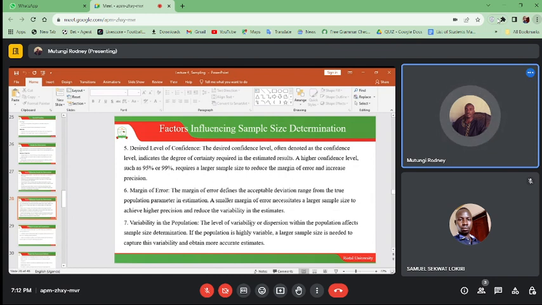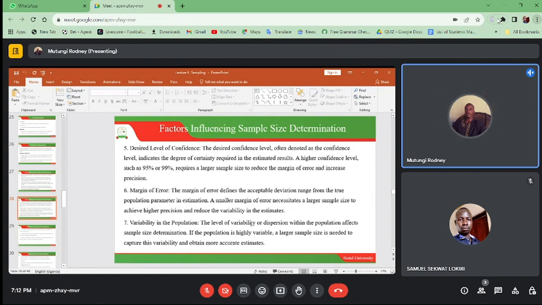The margin of error defines that acceptable deviation range from the true population parameter. Yes, you have got your stunting among these 100 people that formed your sample, and your level is 90%. But what margin of error did you allow in? Okay, how is it deviating from the entire or the general population statistic? That is what we are calling this margin of error.